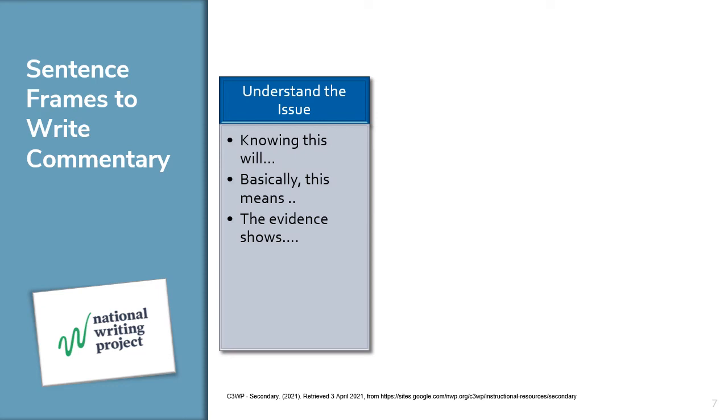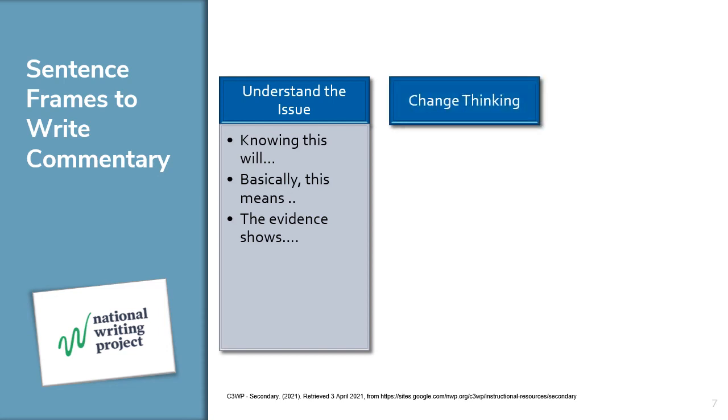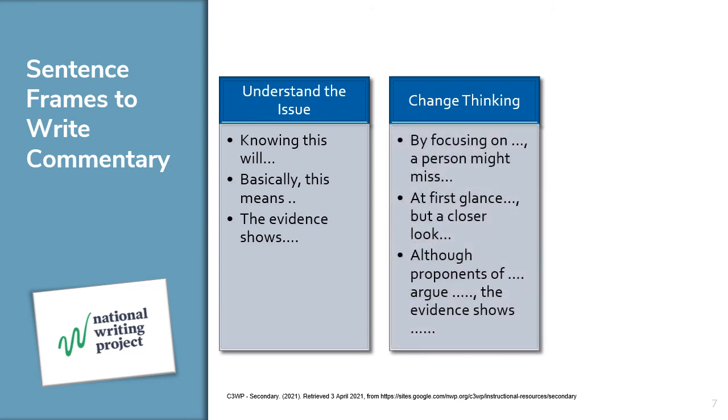The National Writing Project has developed sentence frames to help you start your commentary. So if you want to elaborate on your evidence with commentary about how to understand the issue, you could start your sentences with, "knowing this will," "basically this means," or "the evidence shows." If you're trying to contrast ideas or show how the evidence might change one's thinking, you might say, "by focusing on X, a person might miss Y," or "at first glance," and what's the first impression, "but a closer look shows," and you'll elaborate. Finally, you might try to counter an argument by saying, "although proponents of this theory argue X, the evidence shows," and you'll show how it contradicts.